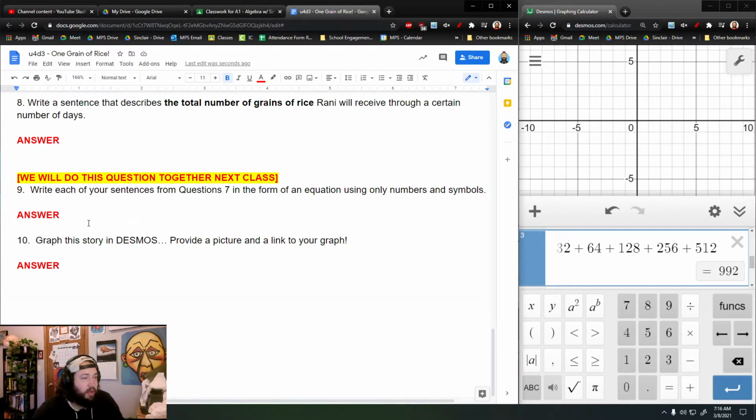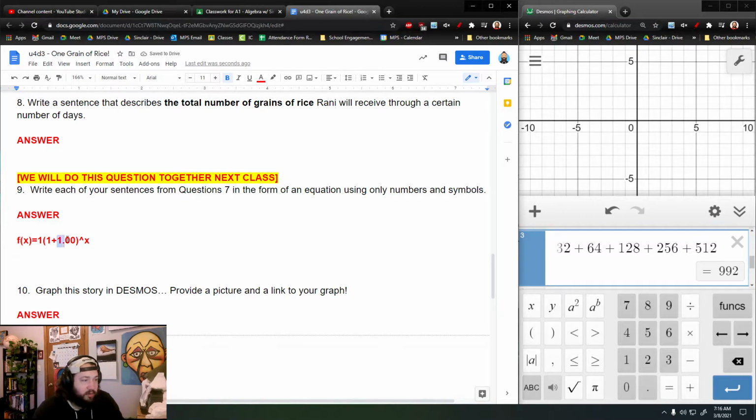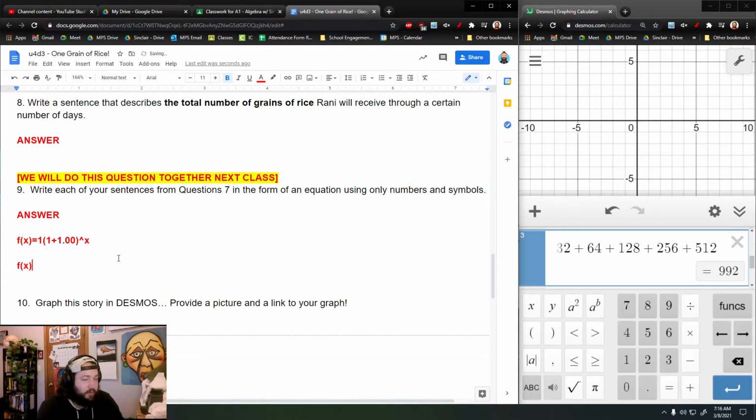So if I wanted to put my equation here, I could say f of x equals 1. And then if I wanted to do the percent way, it would be 1 plus 1.00 raised to the x, because this is 100% growth. Or I could just simply say f of x equals 1, and then I know I'm doubling, so my 2 is inside, and then we go like that. And so we use this caret thing. Now, once we have this, we can actually graph it straight in Desmos.